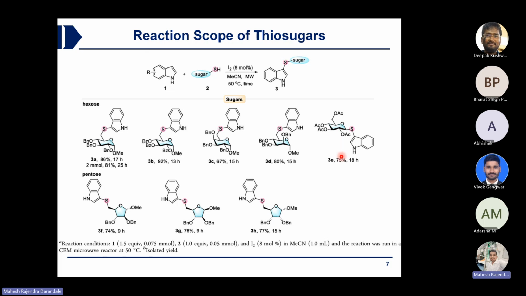of the yield. They tried some pentoses like alpha D arabinose and beta D arabinose and ribose sugar. They have tried in this case. There also they are getting some good yield, like 74%, like 77%. It is good yield with the same reaction conditions.